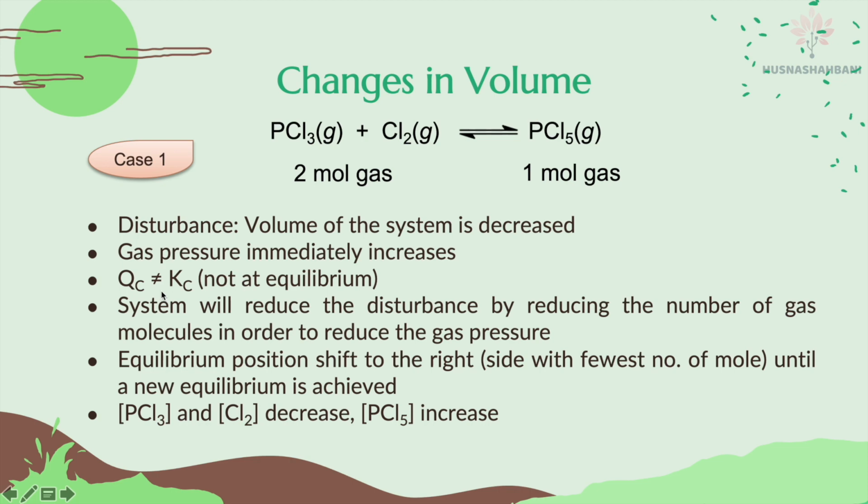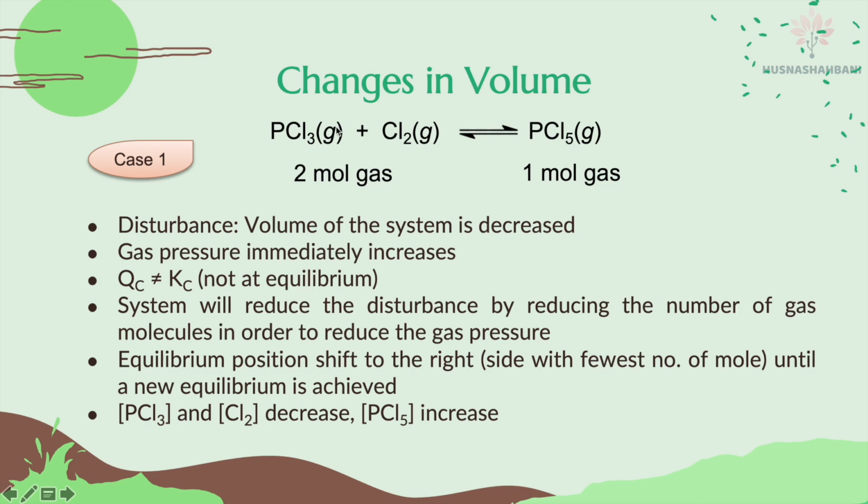The gas pressure increases, so the system is not at equilibrium anymore, meaning the value of QC is not equal to KC. The system will reduce the disturbance by reducing the number of gas molecules in order to reduce the gas pressure. So you need to lower the number of moles of gas molecules to lower the gas pressure, because the disturbance is that the gas pressure increased. In order to make it balance again, lower the pressure by reducing the number of moles of the gas.